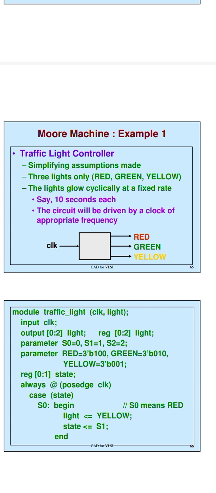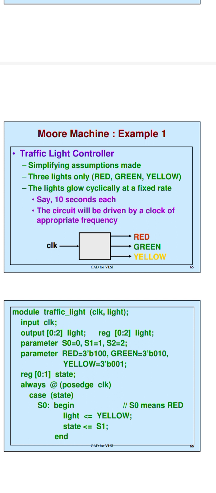We have to write a program for the traffic light controller in Verilog. First we write the module of the traffic light signal, the main part. We have to apply a clock and display on the lights. There are three lights: red, green and yellow. That is module traffic_light(clock, light); The input declared is only the clock. The output is the three lights, bits 2, 1, 0. Then the parameters we select: S0 is equal to 0, S1 is equal to 1 and S2 is equal to 2.